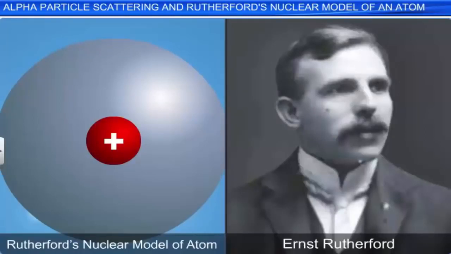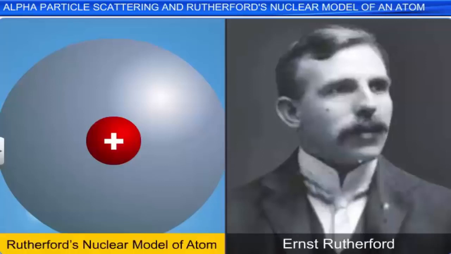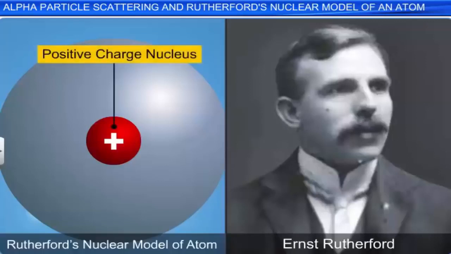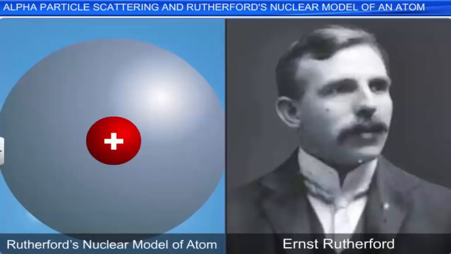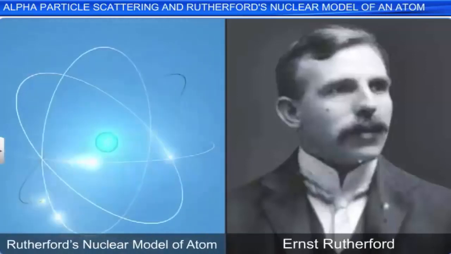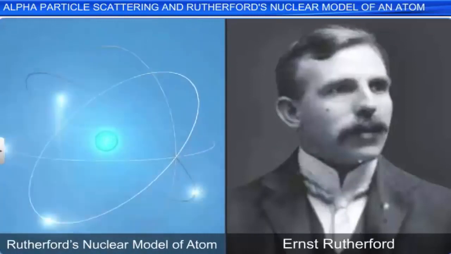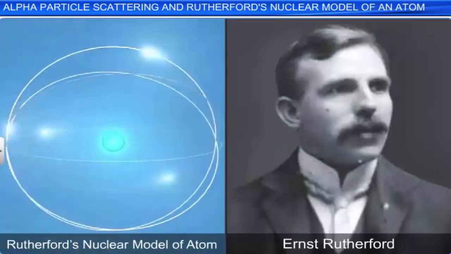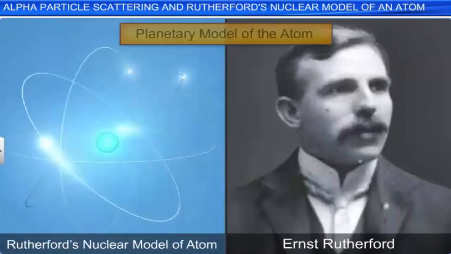Based on these assumptions, Rutherford proposed the atomic model, henceforth called Rutherford's nuclear model of atom. The entire positive charge and most of the mass of the atom is concentrated at the center of the atom called the nucleus. He also proposed that the electrons revolved around the nucleus in orbits, just like planets revolving around the sun. Hence, Rutherford's atomic model is also known as the planetary model of the atom.